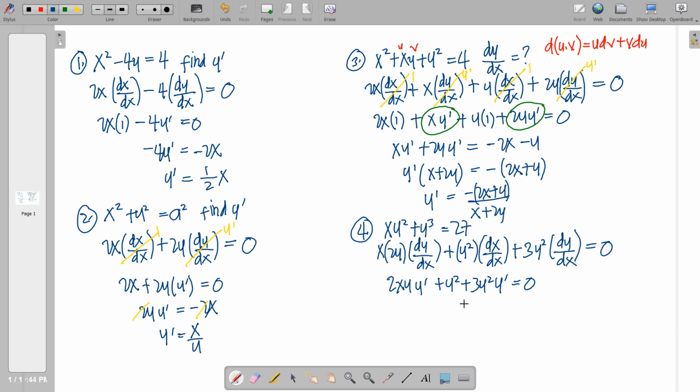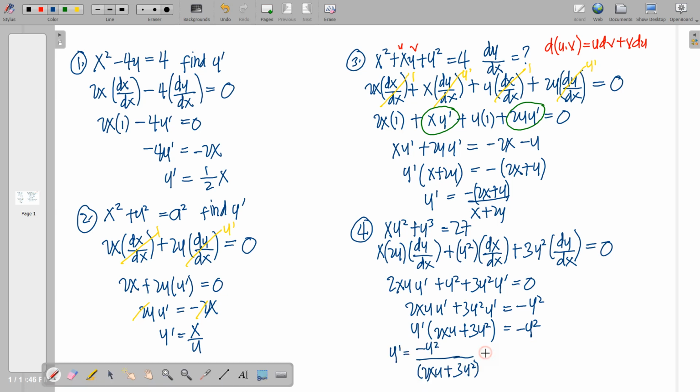So again, we're going to isolate all terms with y prime on one side of the equation. So we're going to transpose y squared to the other side of the equation, so that we'll be having this one, and then factor out y prime. So we have this one. Then solving for y prime, we will be having negative y squared all over 2xy plus 3y squared.